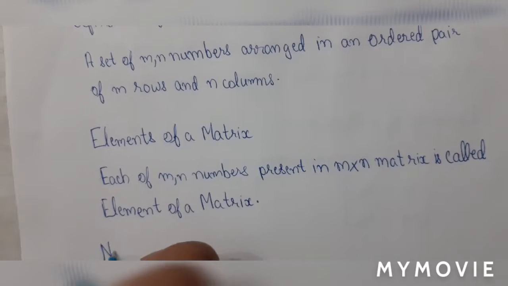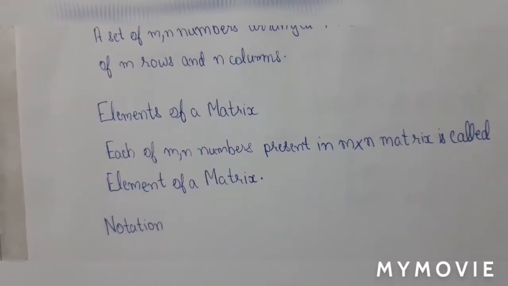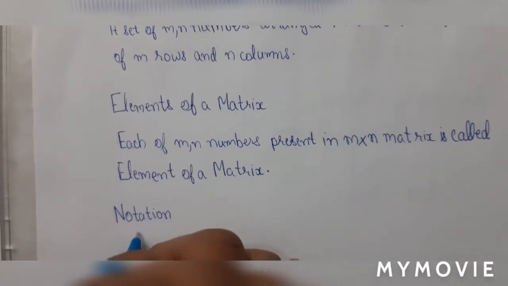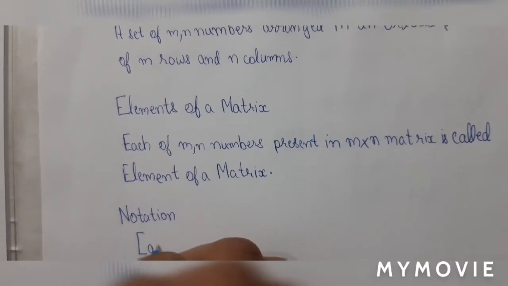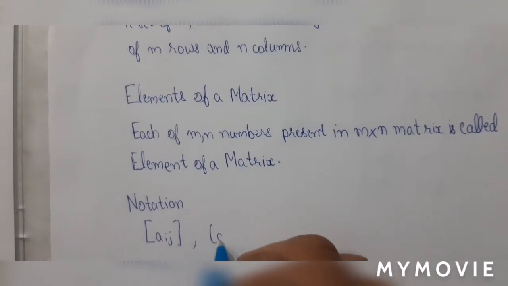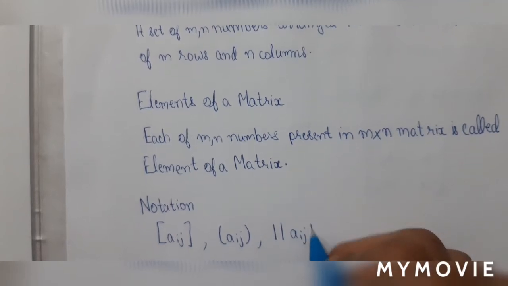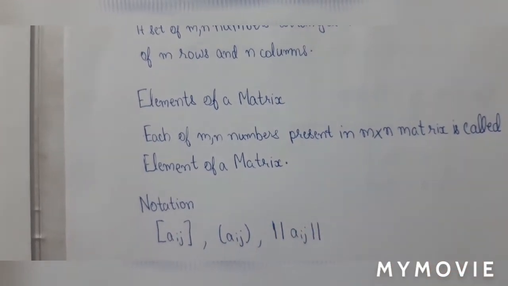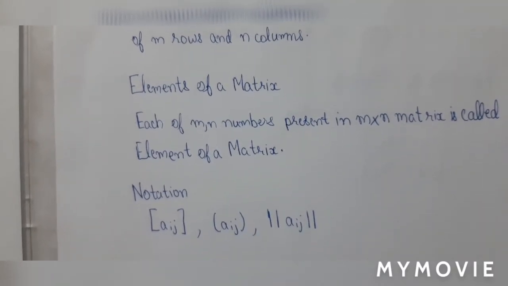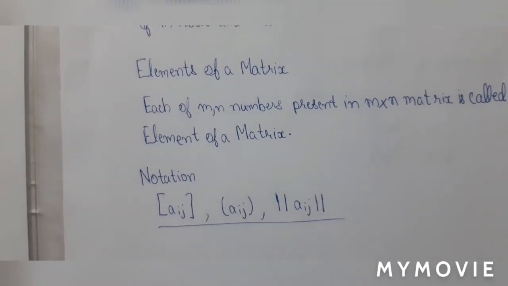Next is the notation of a matrix. So the matrix can be represented by these braces or by these braces or two vertical lines before this. So these are the notations of a matrix. You can use any one of them.